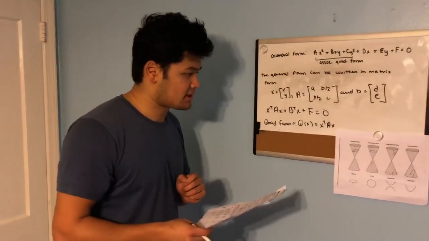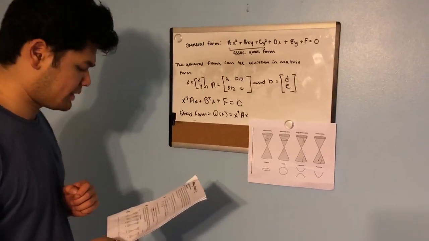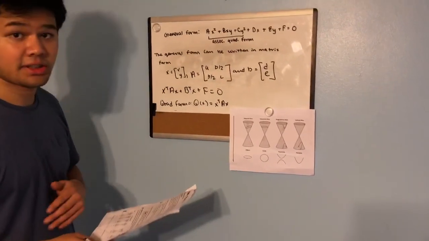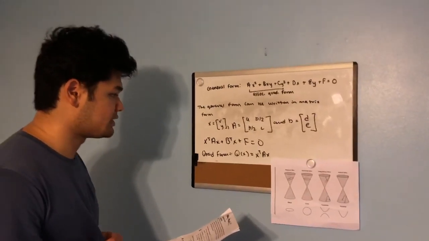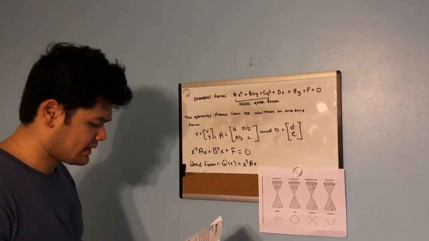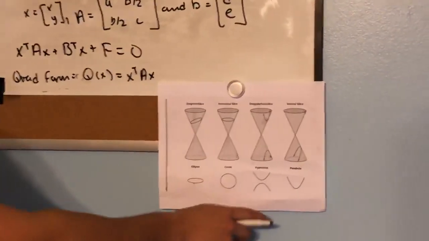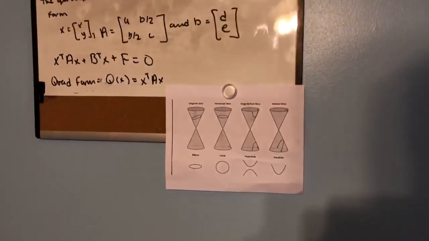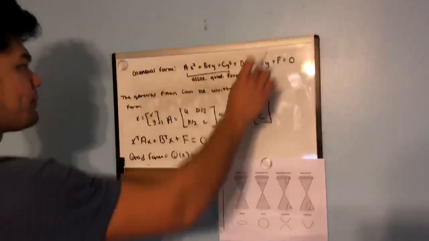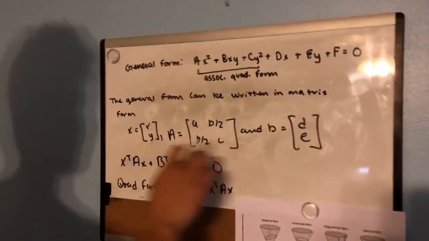A conic section is the curve obtained by the cross-section of a cone with a plane. And there are two types of conics. There's non-degenerate and degenerate. In this section we'll be primarily focusing on non-degenerate conic sections, and there are four types: ellipses, circles, hyperbolas, and parabolas. So the general form of a conic section is given right here. The general form can also be rewritten in matrix form provided right here.